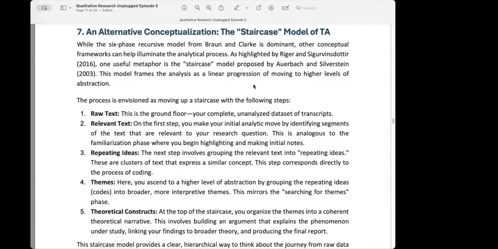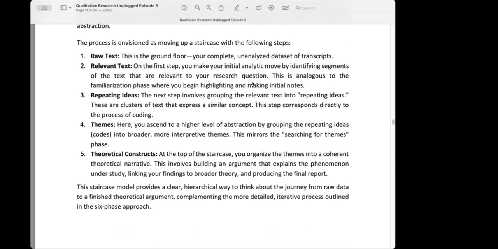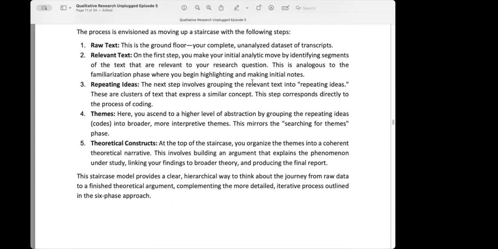Okay, got the relevant pieces with Step 3. Step 3, repeating ideas. The next step up the staircase involves grouping these relevant text segments into repeating ideas. These are essentially clusters of text, groups of quotes that express a similar concept or convey a similar specific meaning. This step corresponds quite directly to the process of initial coding in the Braun and Clarke model, identifying those individual bricks or tiles we talked about.